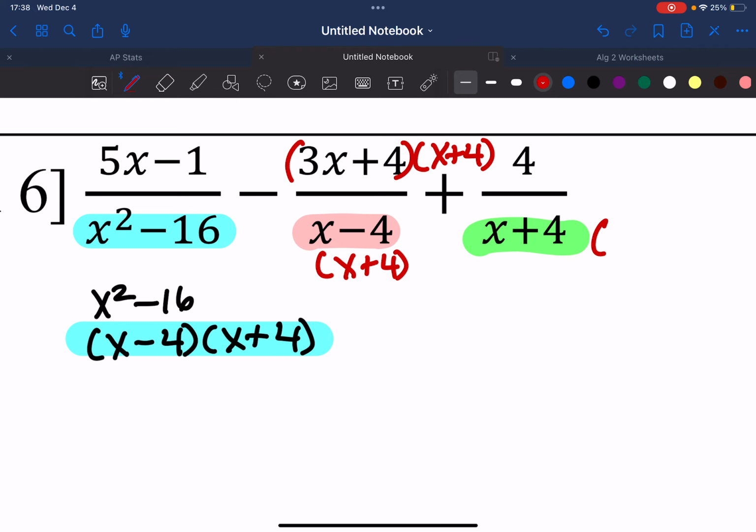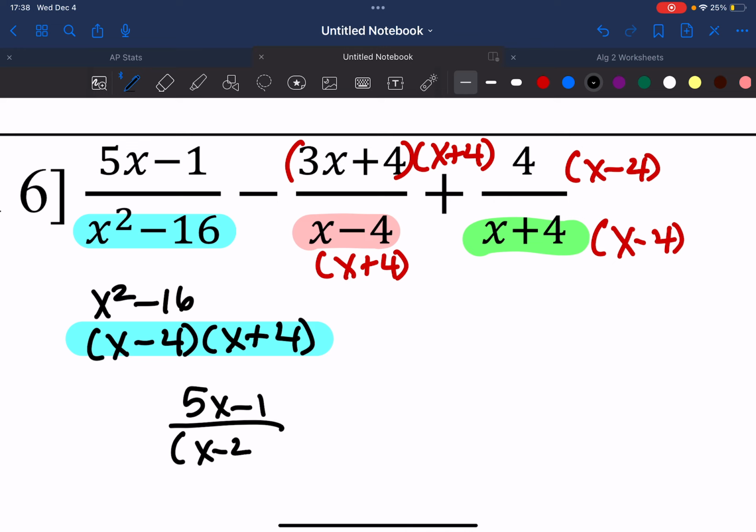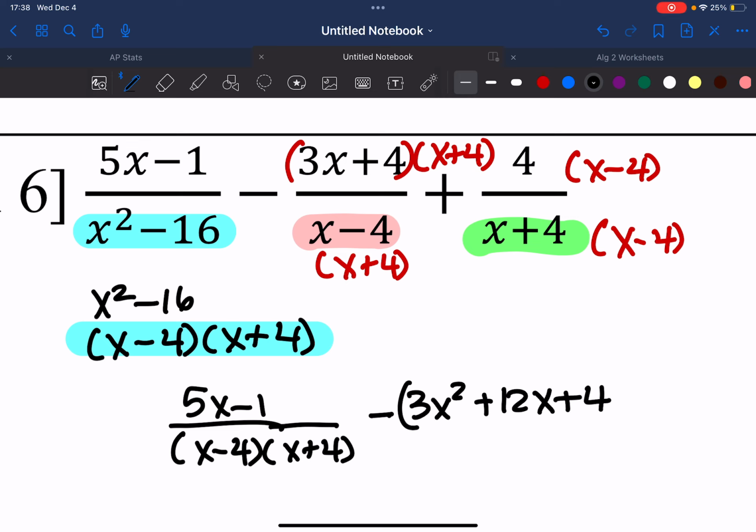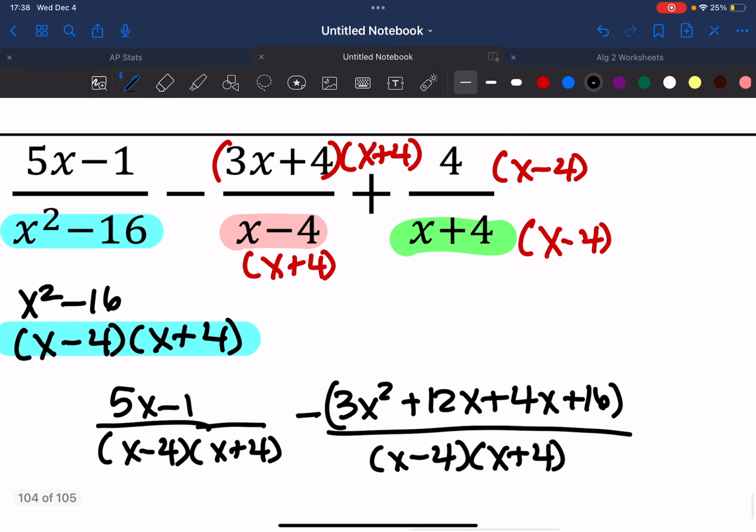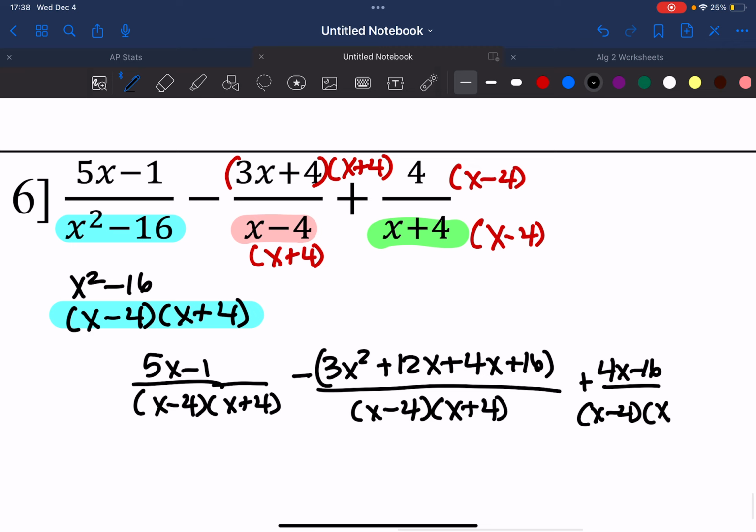And the last fraction is missing x minus 4. So then we have 5x minus 1 over x minus 4 times x plus 4, minus, we have two binomials being multiplied together, so we're going to FOIL them. 3x squared plus 12x plus 4x plus 16 all over x minus 4 times x plus 4, plus 4x minus 16 over x minus 4 times x plus 4.